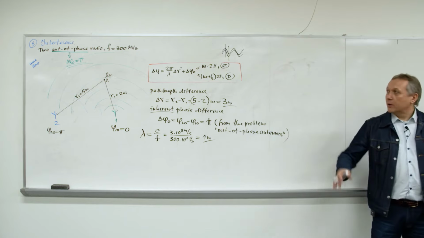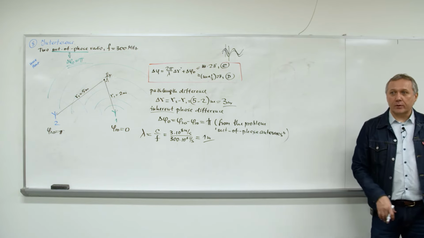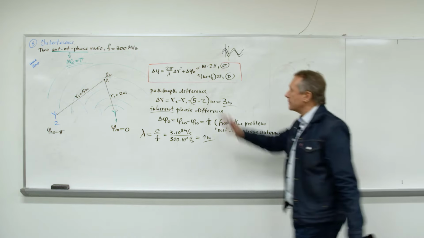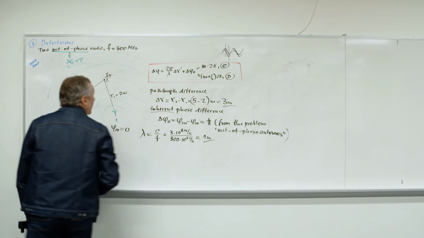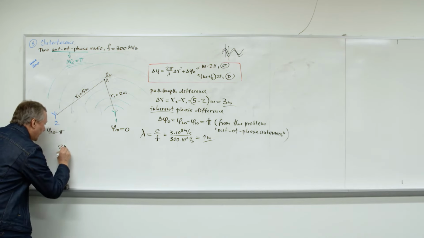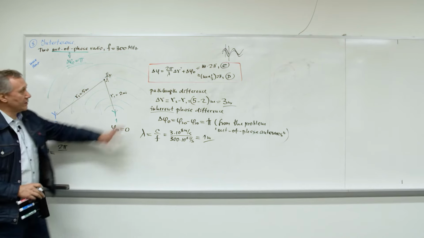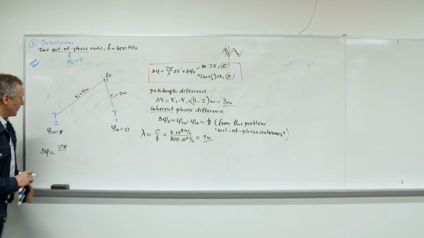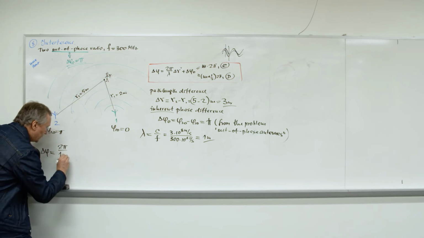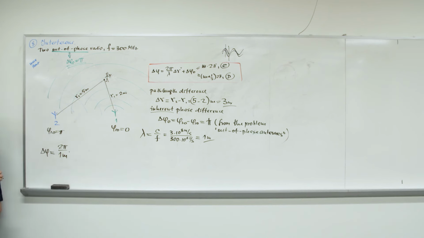Now we just need to put these ingredients into the same pot and start analyzing. So 2 pi over, okay, so that's delta phi. Now I'm analyzing this condition. 2 pi divided by 1 meter times the path length difference, which is 3.